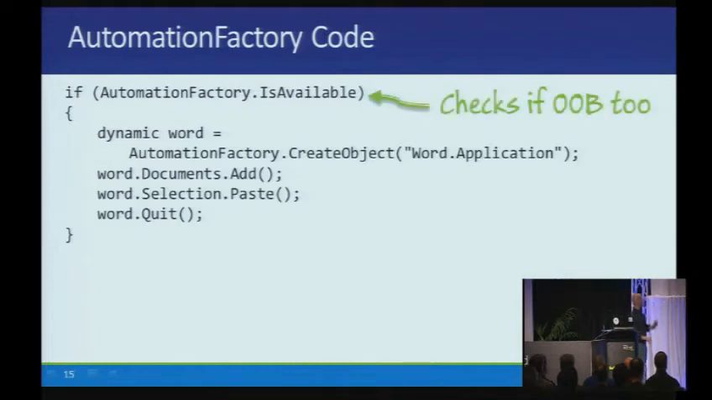One nice thing about the is available flag is it doesn't just check if it's available on that machine for COM, but it also checks to see if you're out of browser. Because if you're not out of browser, then you're not going to work either, even if COM's there. So it's going to check, are you out of browser? Is it available?